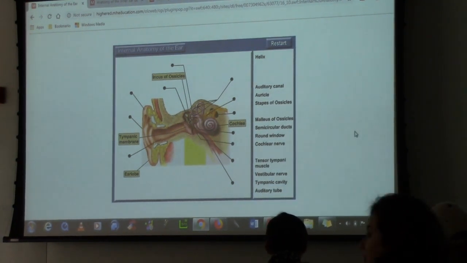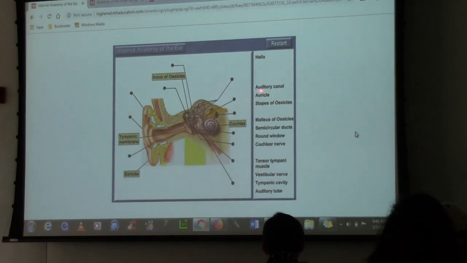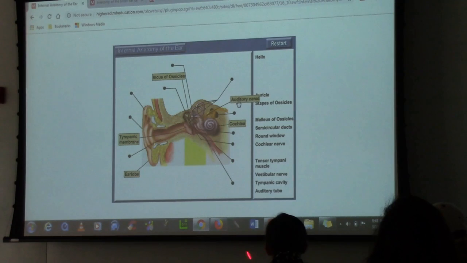Okay, I'm correcting that. The auricle? You want this one? You want the auditory canal? I can't hear you. Okay, what button? Probably, I'm not sure. Okay, auditory canal? I don't think so. Oh, that's a muscle. I'll give you that one. That's the tensor tympani, that's a muscle. We didn't talk about that one.